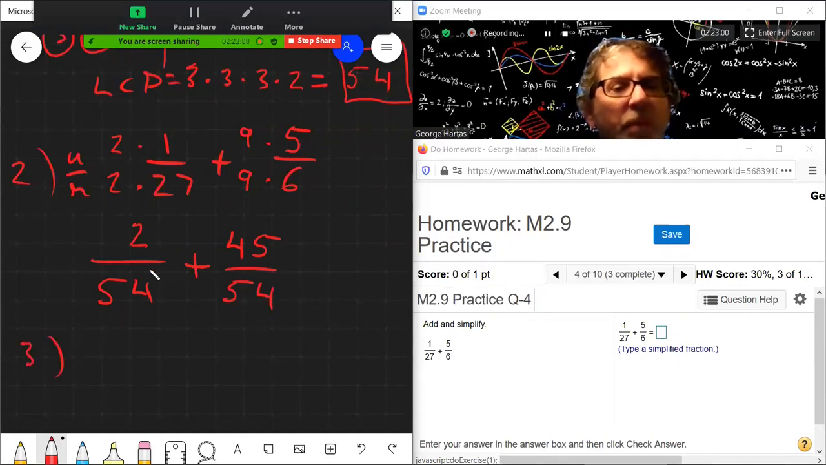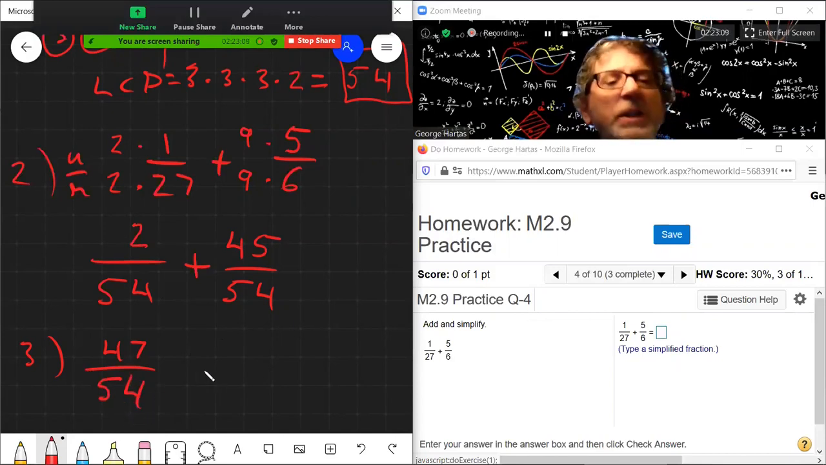Step 3, add numerators. We got 47 over 54. Not an easy number to try to see if you can reduce. However, it does help to know your prime numbers. Also, this is an odd number, so we know no even number divides into it. Does 3 divide into it? Let's use the divisibility rule. 4 plus 7 is 11. 3 does not go into 11. It's the same rule for 9. So 9 does not go into it. 5 does not go into it. Nah, this seems to be a prime number, which means it cannot break down.